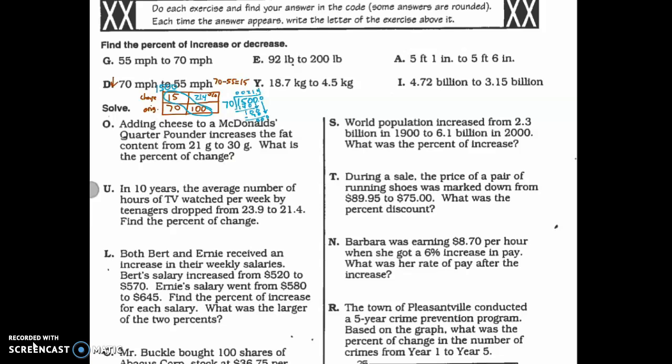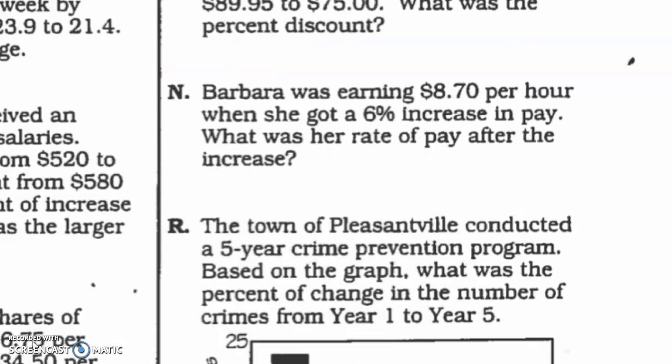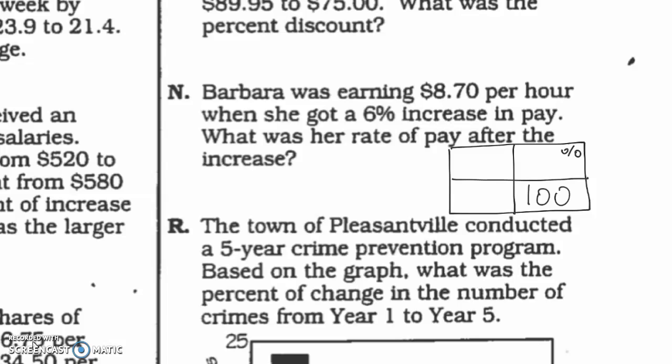Let's go do, just picking one out randomly. Make that a little smaller. There we go. So I see a percent. So I'm going to go ahead and build my box now. 100. There's some percent there. Alright, Barbara was earning $8.70 per hour when she got a 6% increase in pay. What was her rate of pay after the increase?